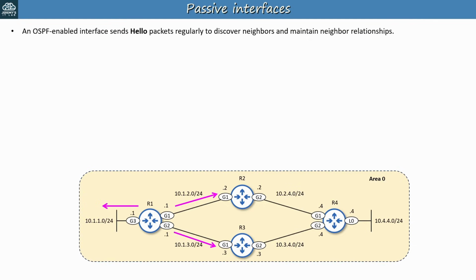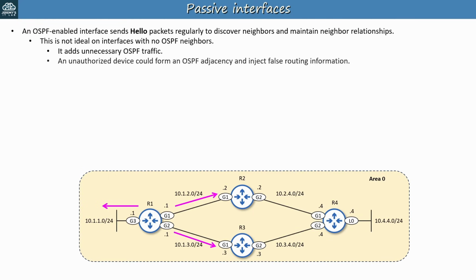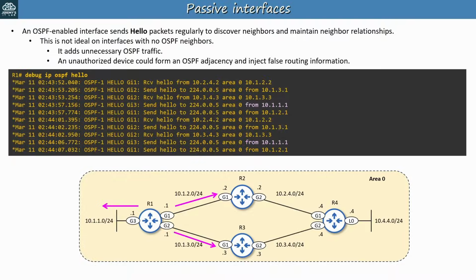This is critical for OSPF to function, but it's not ideal on interfaces with no OSPF neighbors for a couple of reasons. First, it adds unnecessary OSPF traffic. This is a minimal concern since the bandwidth and processing resources needed to send OSPF hellos is minimal, but it's still not ideal. The main concern is that an unauthorized device could form an OSPF adjacency and inject false routing information into the network. R1 G3 doesn't connect to any routers, but as you can see in this output from debug ip ospf hello, R1 still sends hellos from 10.1.1.1, which is G3.